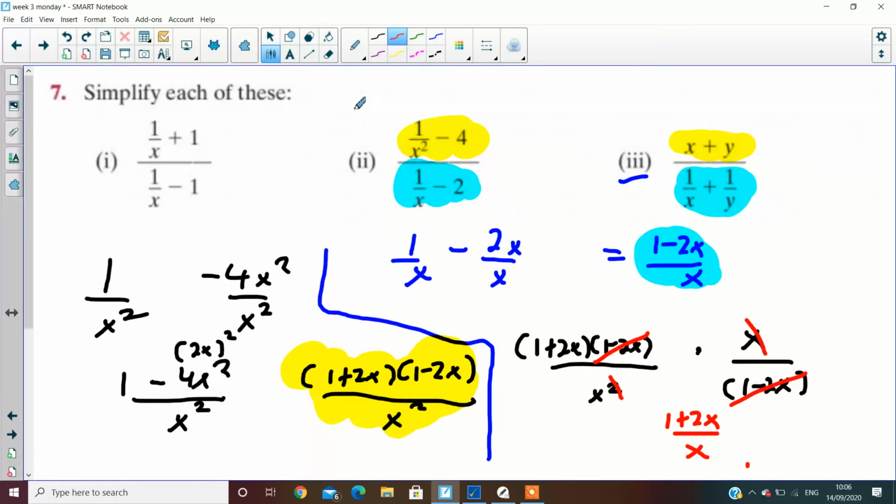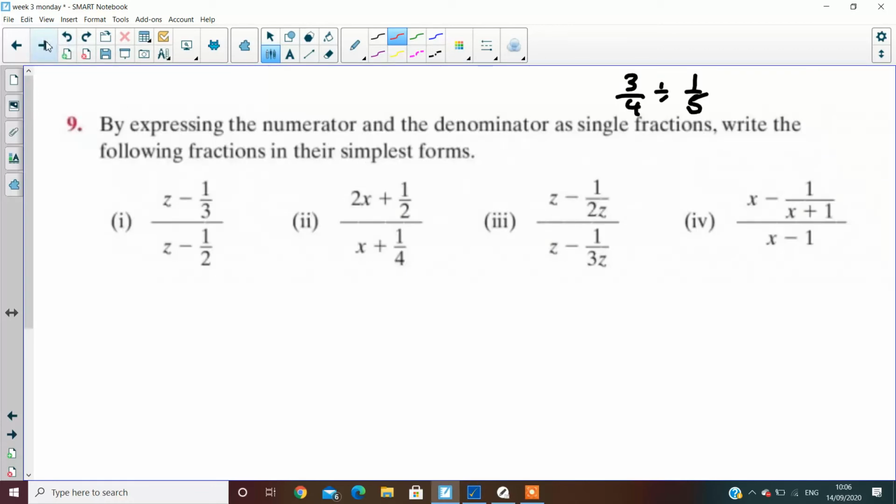All right. That's a difficult one, though. I think that's the most difficult one. Here's a harder one. Try 9 part 2.